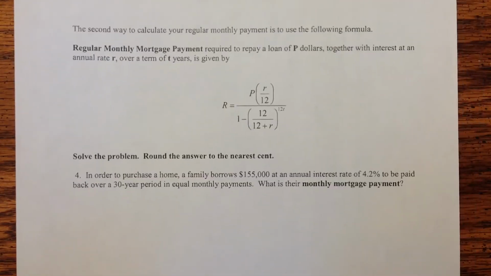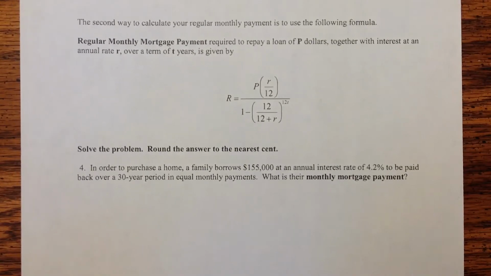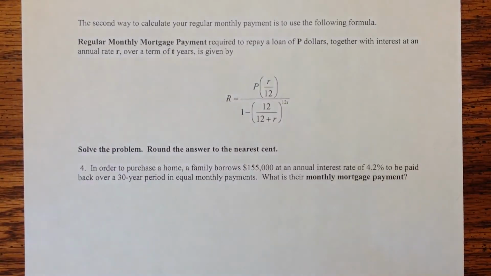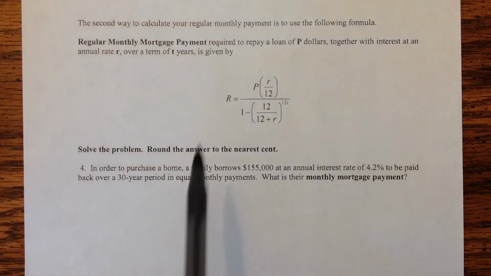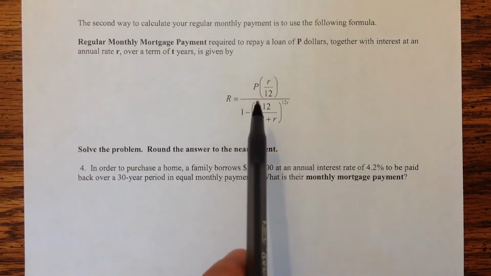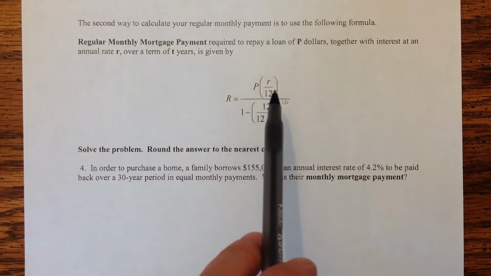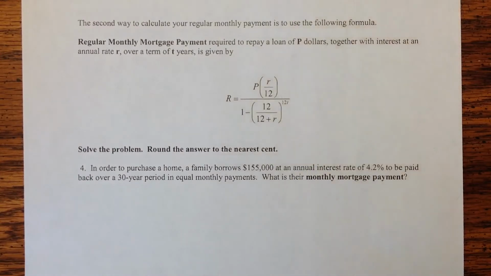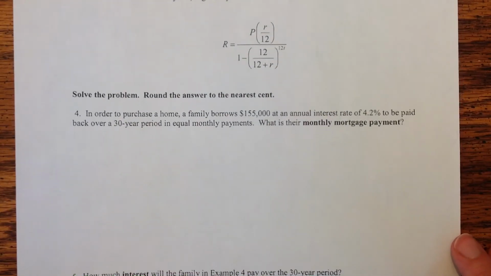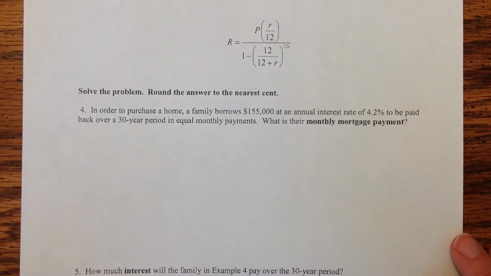Now the thousands table is one way to find an answer to a fixed rate mortgage. We are also going to learn a formula to find a monthly payment for a fixed rate mortgage. So R stands for the regular monthly payment, P is the principal, how much you're borrowing, R is the rate, and T is time in years. So it's a lot of plugging in and correct manipulation of your calculator. So let's look at an example. We want to purchase a home for $155,000 at 4.2% for 30 years.